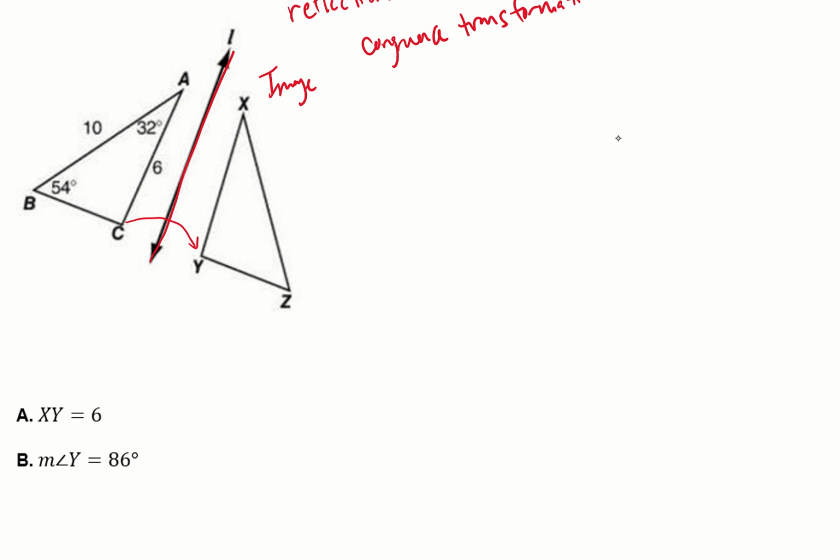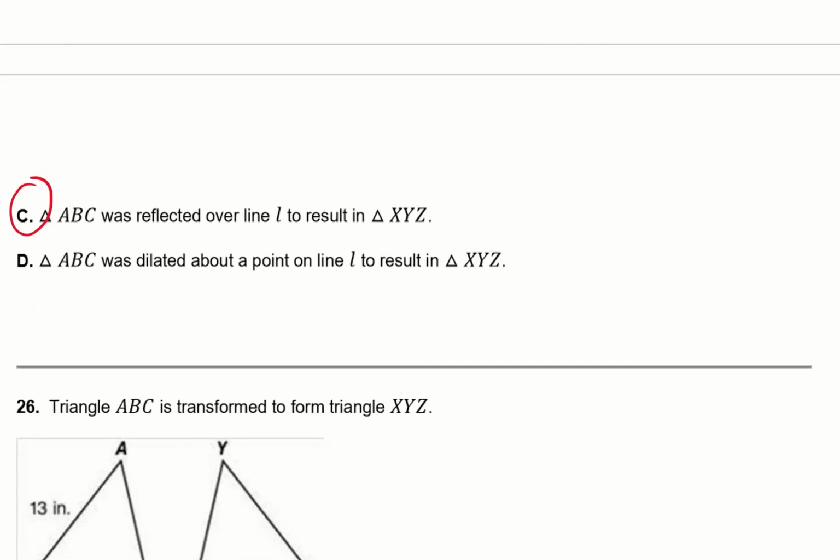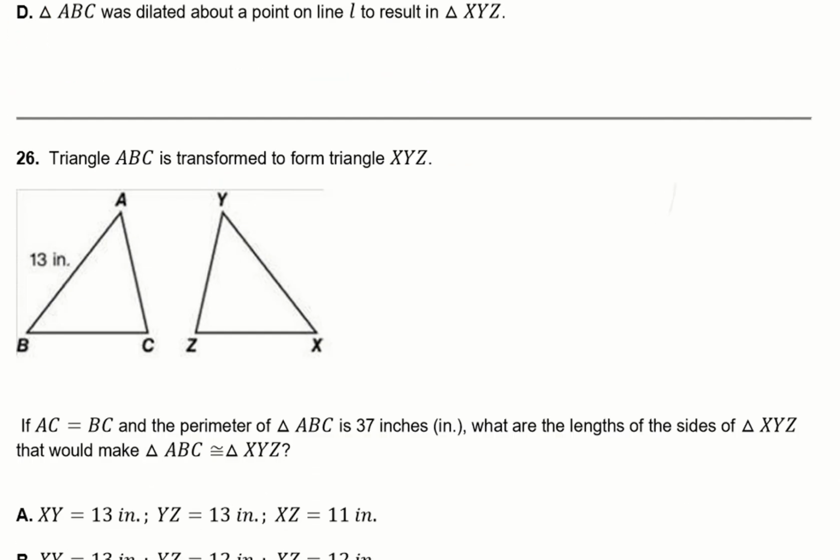So if we said XY was equal to 6 right here, that only tells us that side measure. That doesn't tell us anything else in the shape. So we can't tell based off of just the one side. Neither can we tell if we just know that this is 86. That really doesn't help us with the other angle measures. So you can see the other choices really only give us one piece of the information, and the only way that we can get all of the information is to know that there's some kind of transformation taking place.